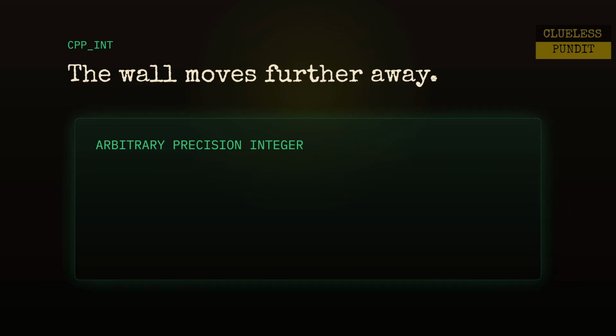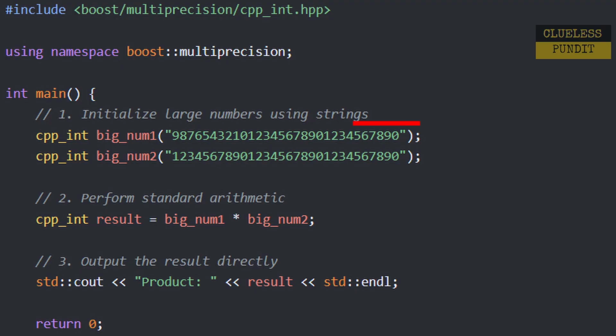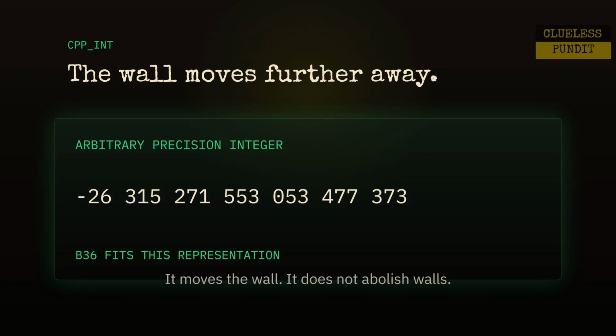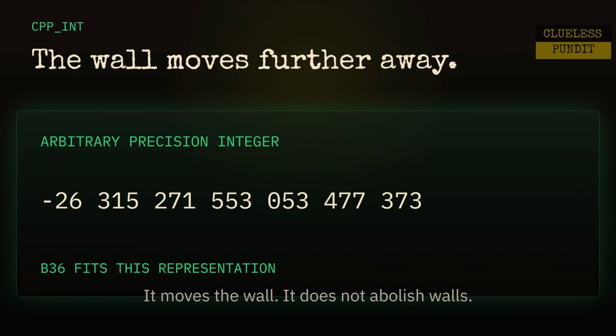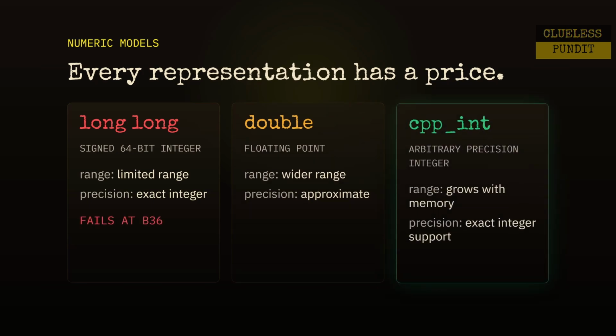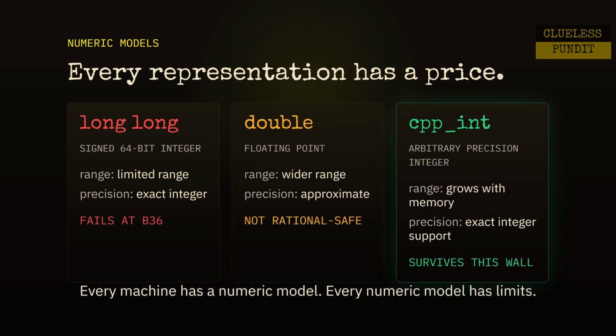The better solution was to use arbitrary precision integers. In C++, these are variables of type cpp_int. They are found in the Boost library, for those who care. This variable type allows the numerator and denominator to grow as large as memory allows. That moves the wall further, but it does not remove the deeper lesson. Every machine has a numeric model. Every numeric model has limits. And when symbolic mathematics gets large enough, those limits stop being theoretical and start kicking the furniture.